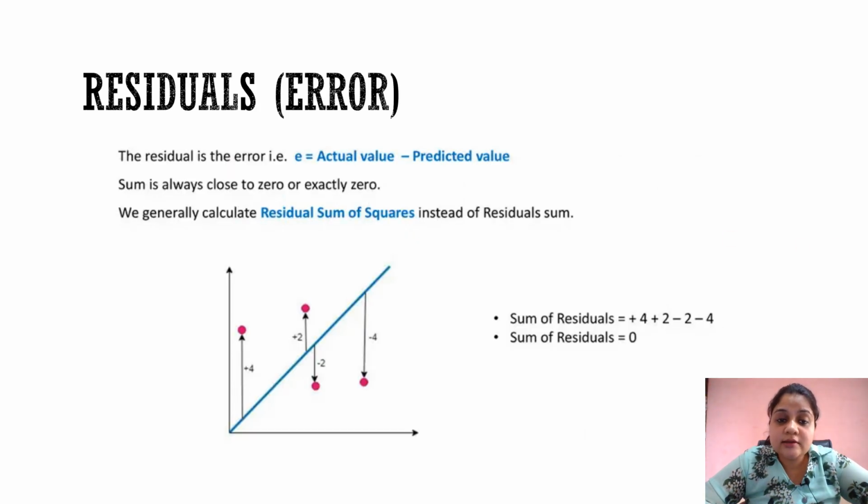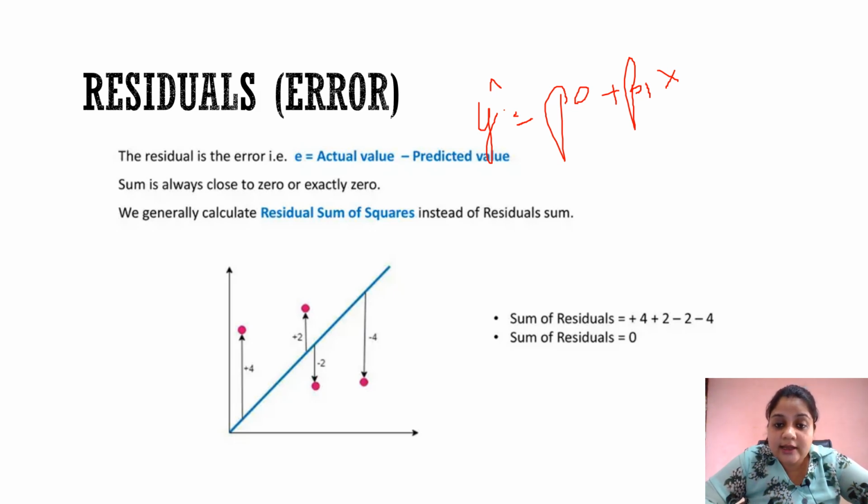Residuals are the error, which is computed as the actual value minus the predicted value. We find the predicted value with the help of a linear regression equation, which is y cap equal to beta naught plus beta 1 x. Beta naught is our intercept and beta 1 is the slope of the line, right? Based on this computed value, we find the residual.